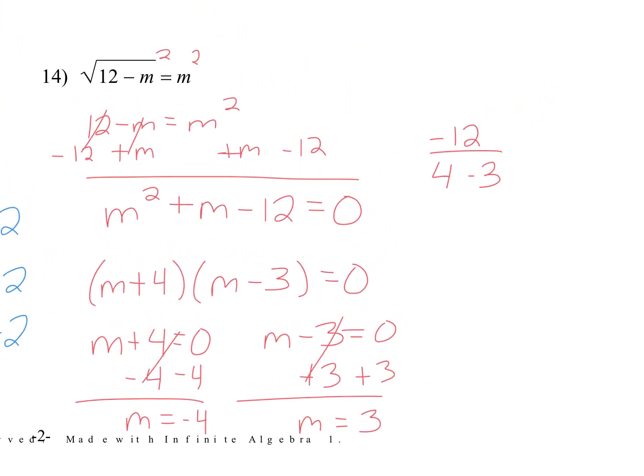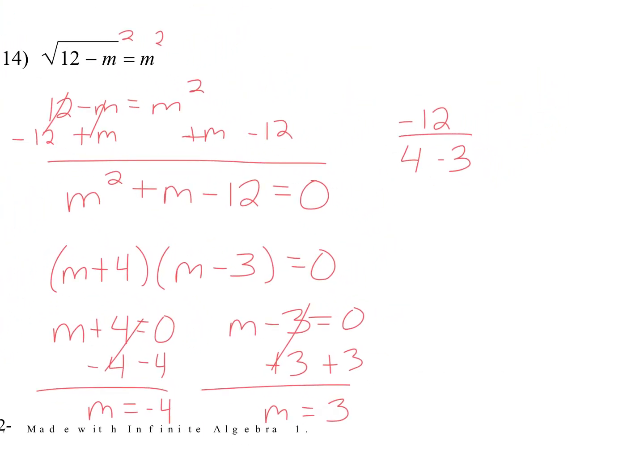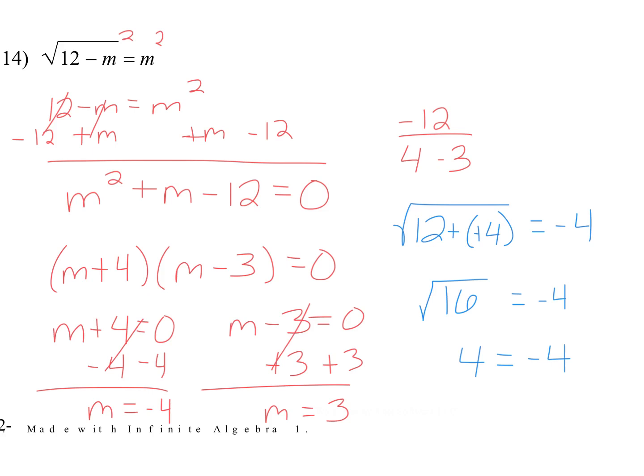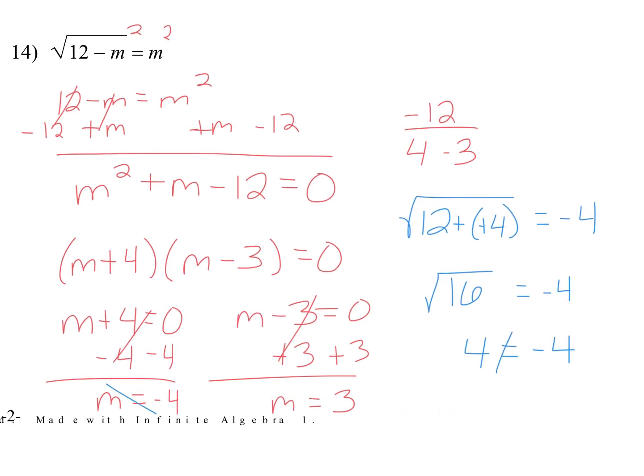Okay, so which one do you want to plug in first? -4. So plug it into the original. 12 minus -4 equals -4. What do we get in the radical? 16 equals -4. Square root of 16? 4. So is this a true statement? No. So -4 is not one of our solutions.